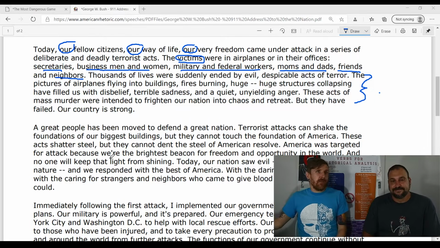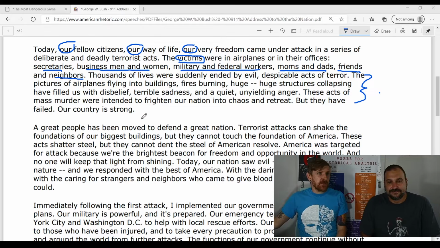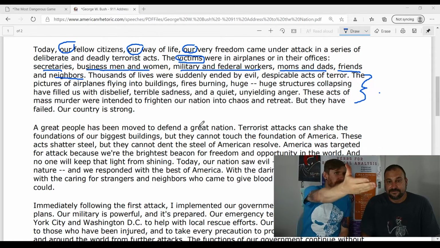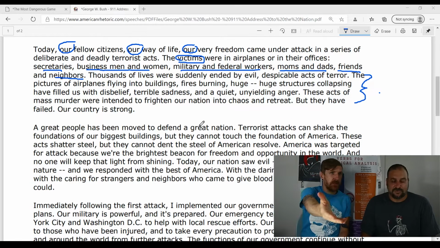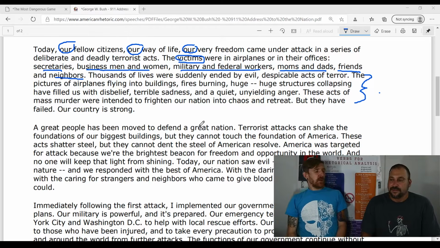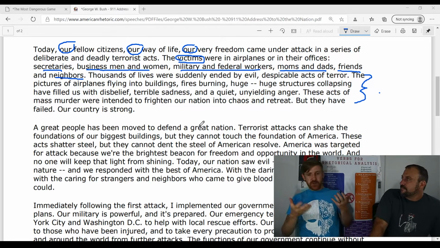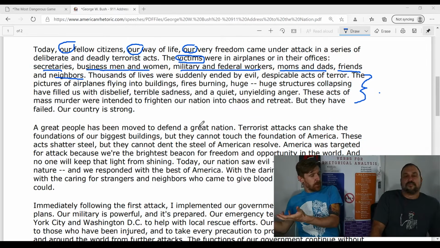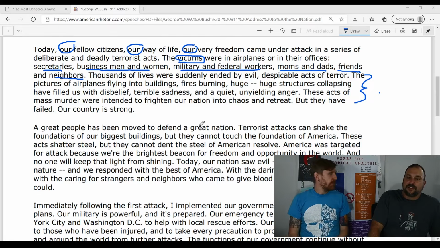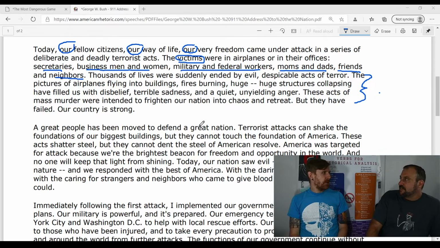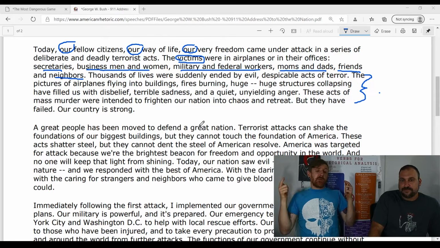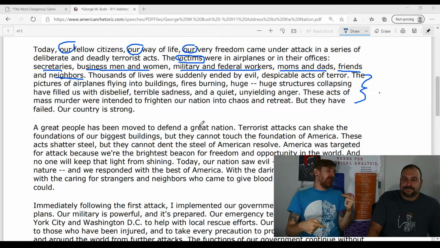Because think about this, if this first sentence conveys parallel structure, the second one would too, because it says secretaries, businessmen and women, military and federal workers. So if I just say he uses parallel structure, there's no meaning tied there, there's no purpose. You're not demonstrating a clear and effective understanding of the text, which is what we're looking for as a reader. And you're also not pointing to the text that you're going to use in your paragraph anyway.